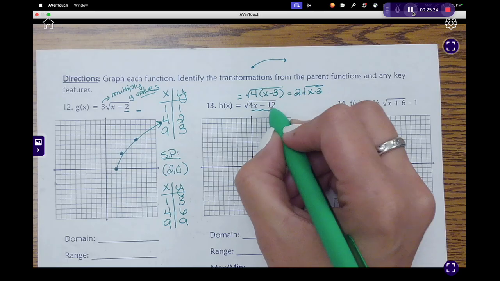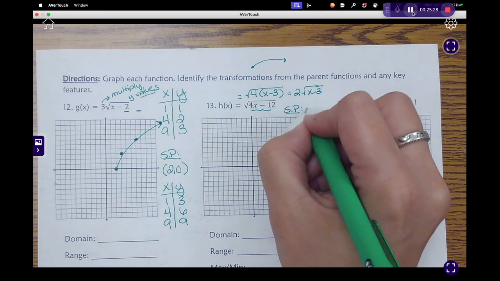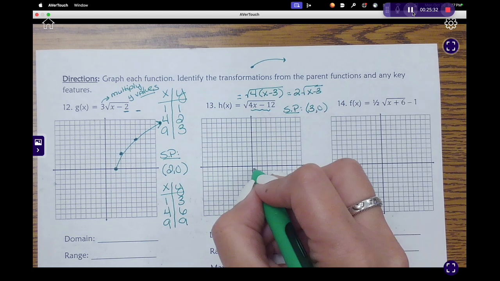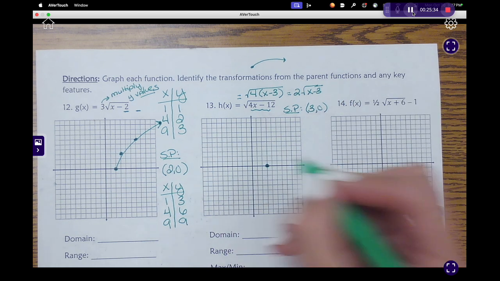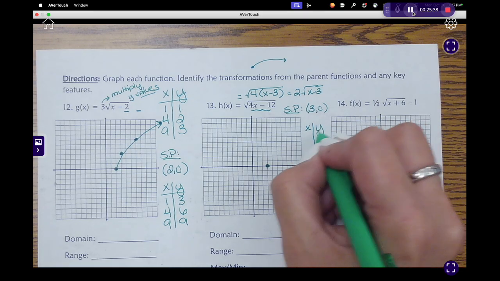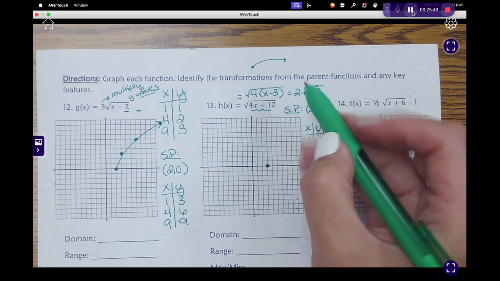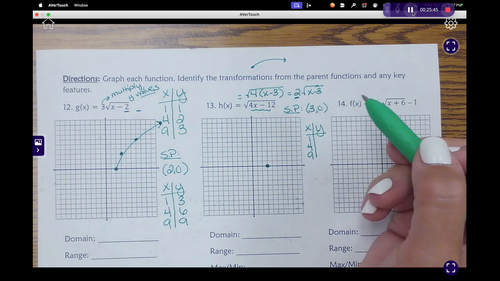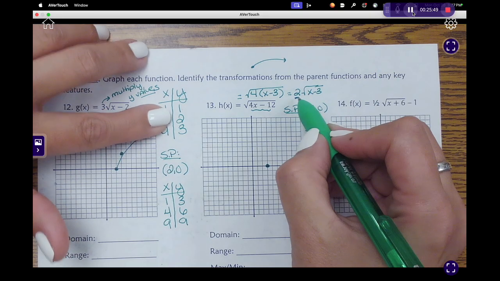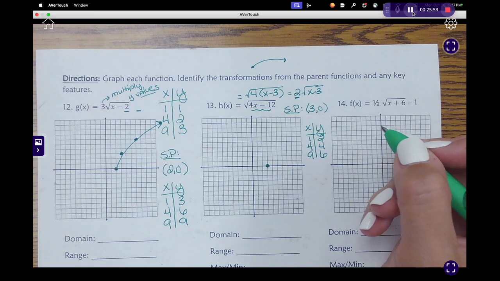After we simplify it, now we can go ahead and identify my starting point. So when I'm looking at my starting point, that starting point would be at 3, 0. So I'm going over to 3, up 0. And then my direction table, again, my x values are not changing, but those y values, I now have a 2 on the outside for that a. So these original y values are getting multiplied by 2. So this is becoming a 2, a 4, and a 6.